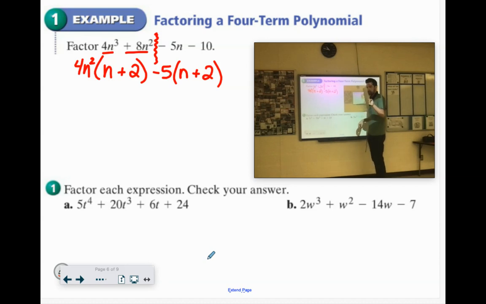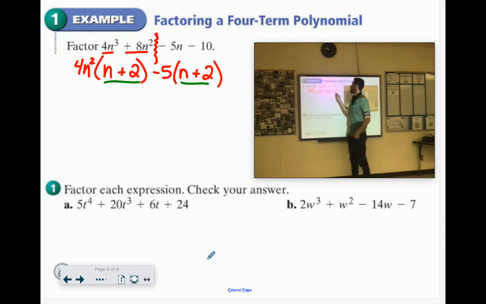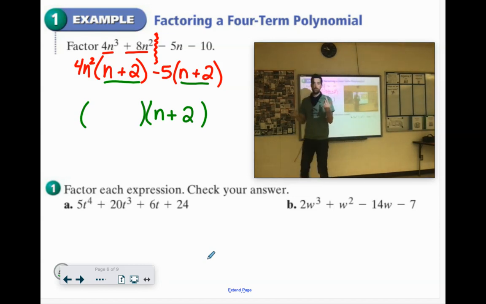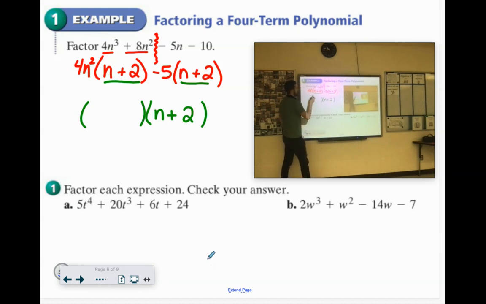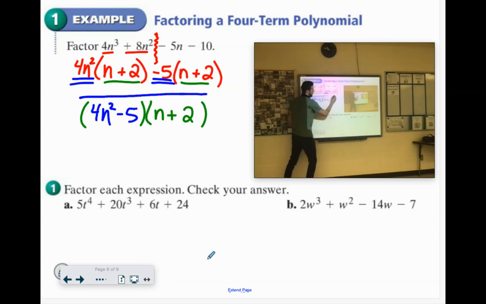Now, do you notice anything? Yes, good. Hopefully you see that they have the exact same thing in parentheses. That's great, because that will go in one of the parentheses of our final answer. And it doesn't matter which set you write it in, but typically you'll see it written in the second. But again, it doesn't matter. Now, what goes in the other set of parentheses is the greatest common factor stuff that we factored out, 4n squared minus 5.